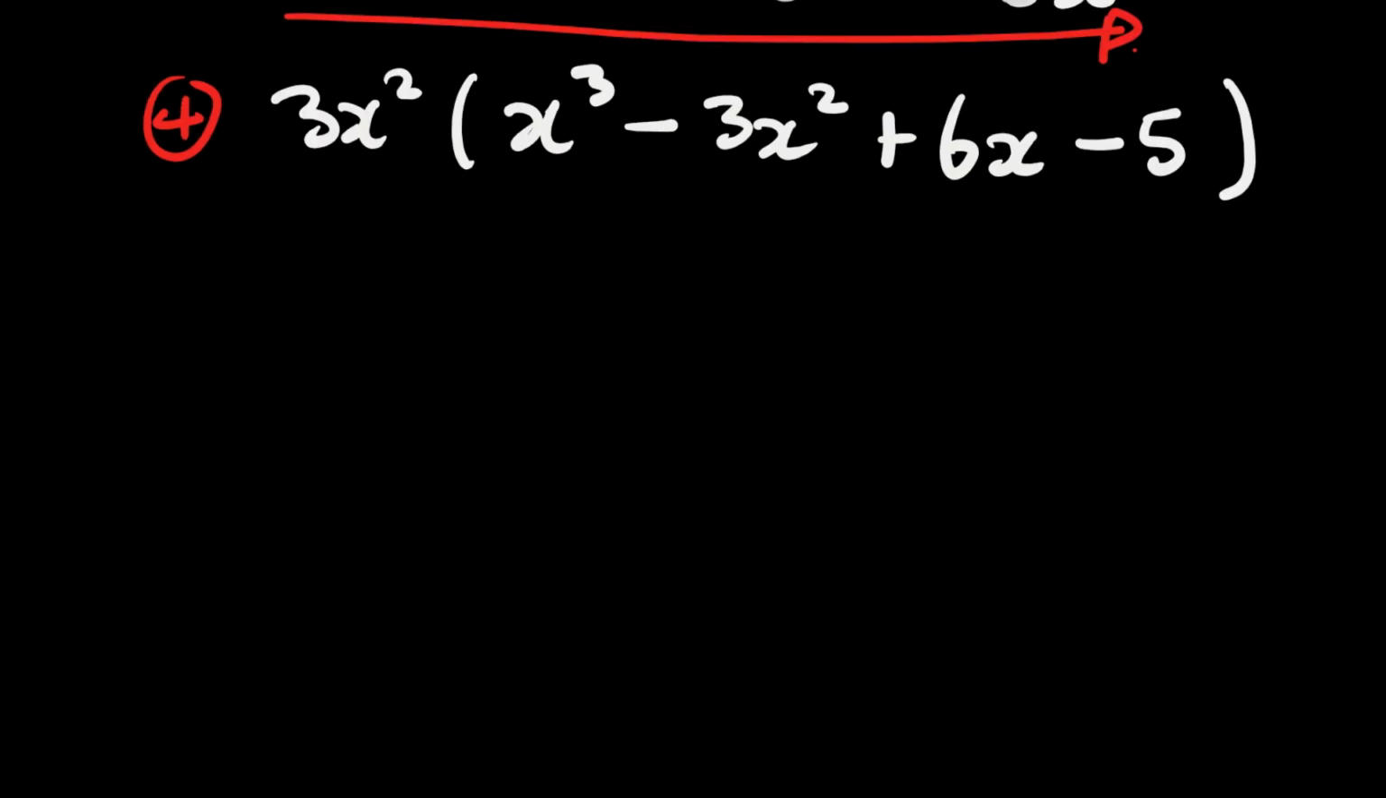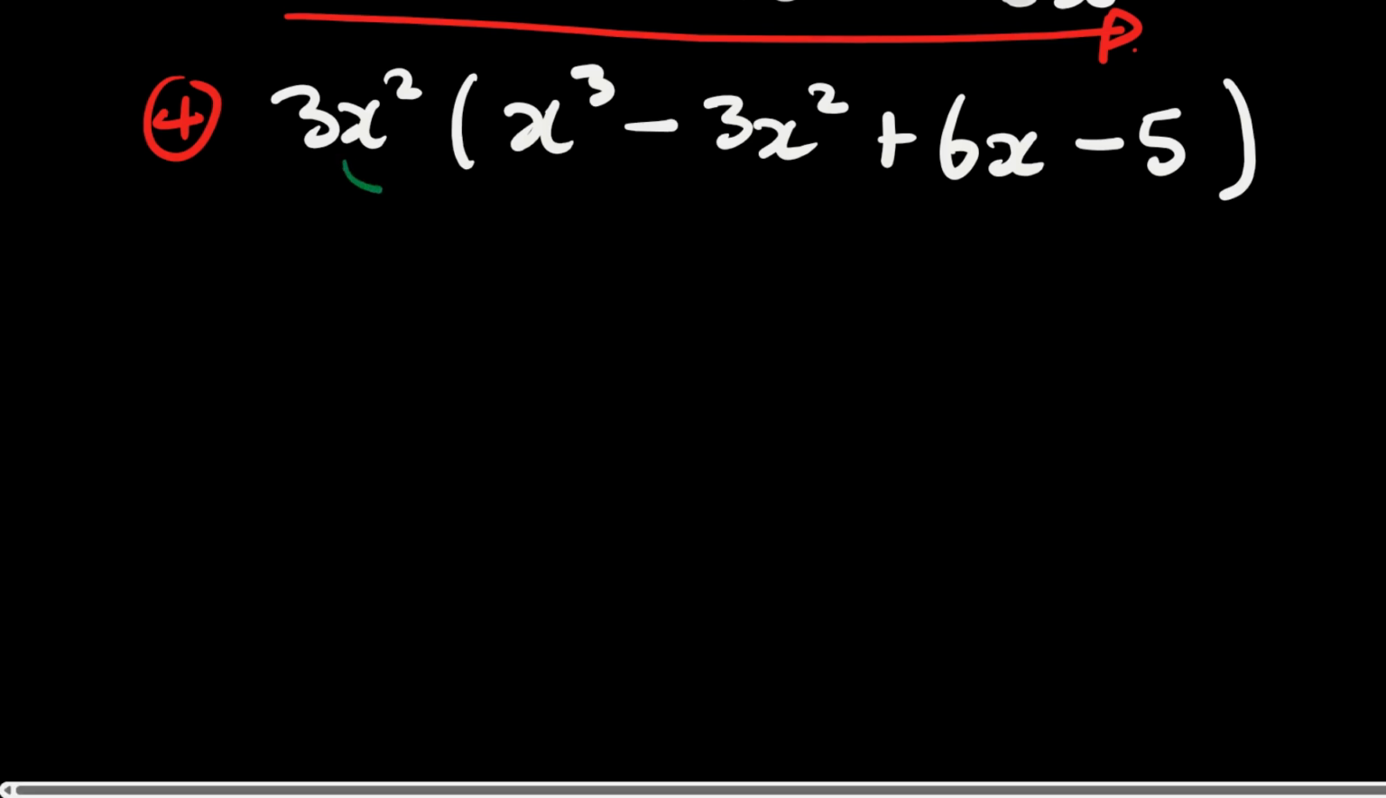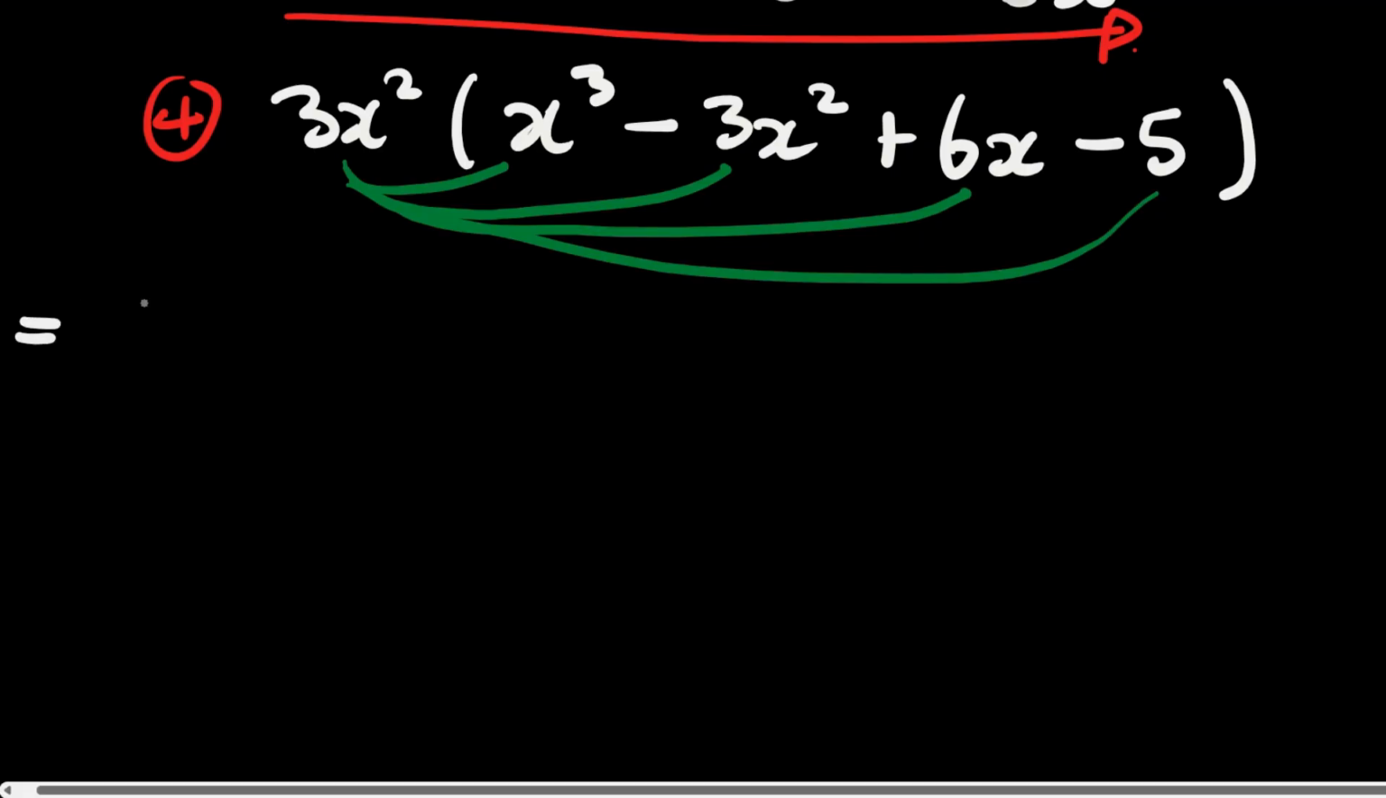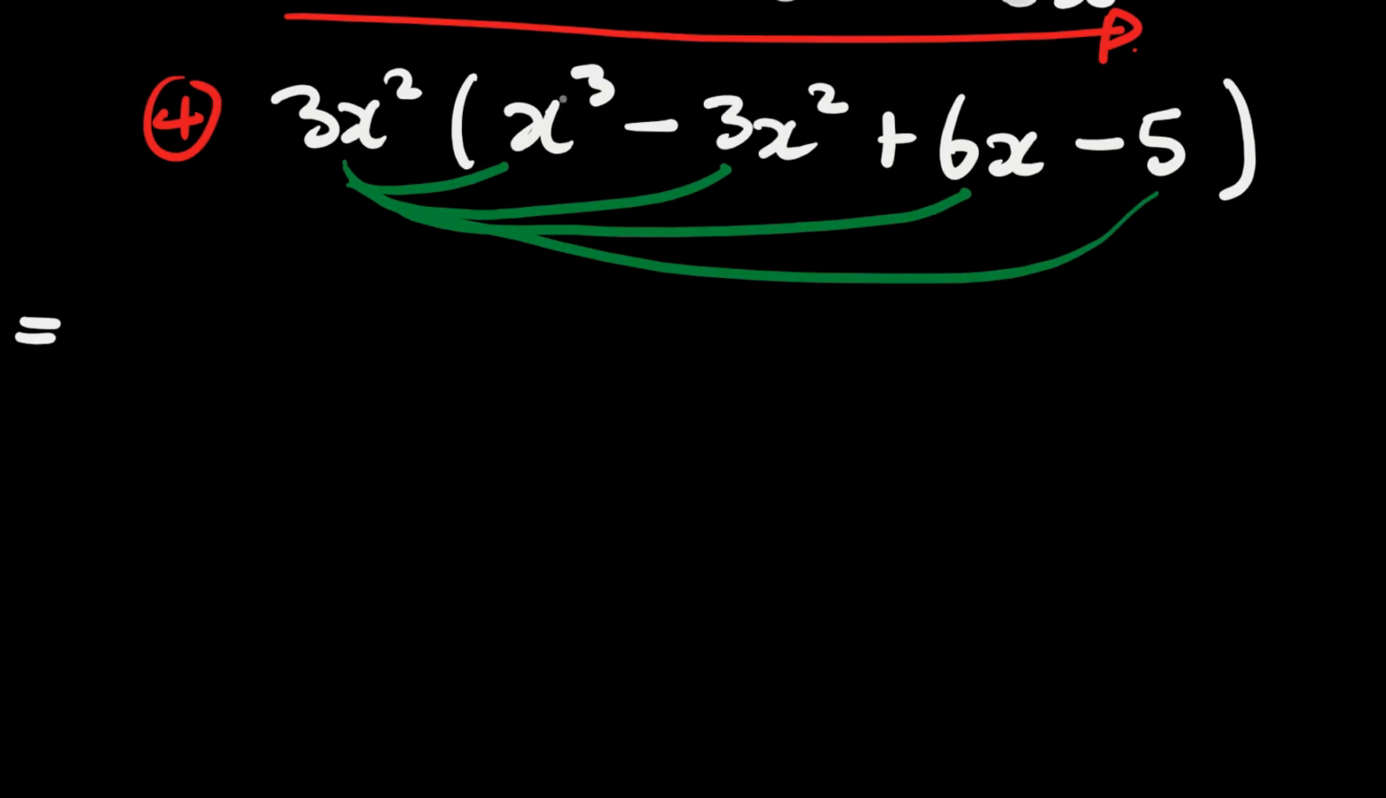So to solve this question, it's still the same. You just have to visualize it the way we did with the previous question. So we know that from here, this will multiply here, the same will multiply here, the same will multiply here, and finally the same will multiply here. So let's write it in a way that we will visually understand it. So it's 3x squared multiplied by x to the power 3.